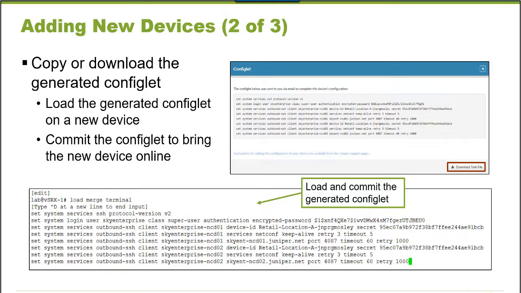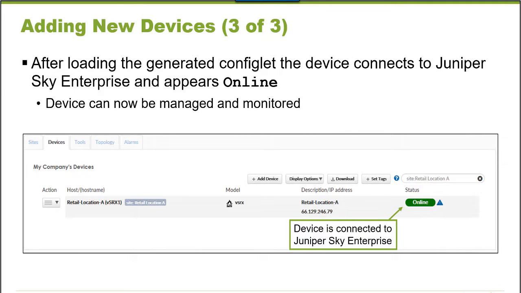And so once the configlet is generated, I'll copy that output and I'll connect to the platform and essentially paste those configuration statements into the platform and commit them. And then once that process is finished, I will be able to see the device inside of the Sky Enterprise interface, and it will display as online.